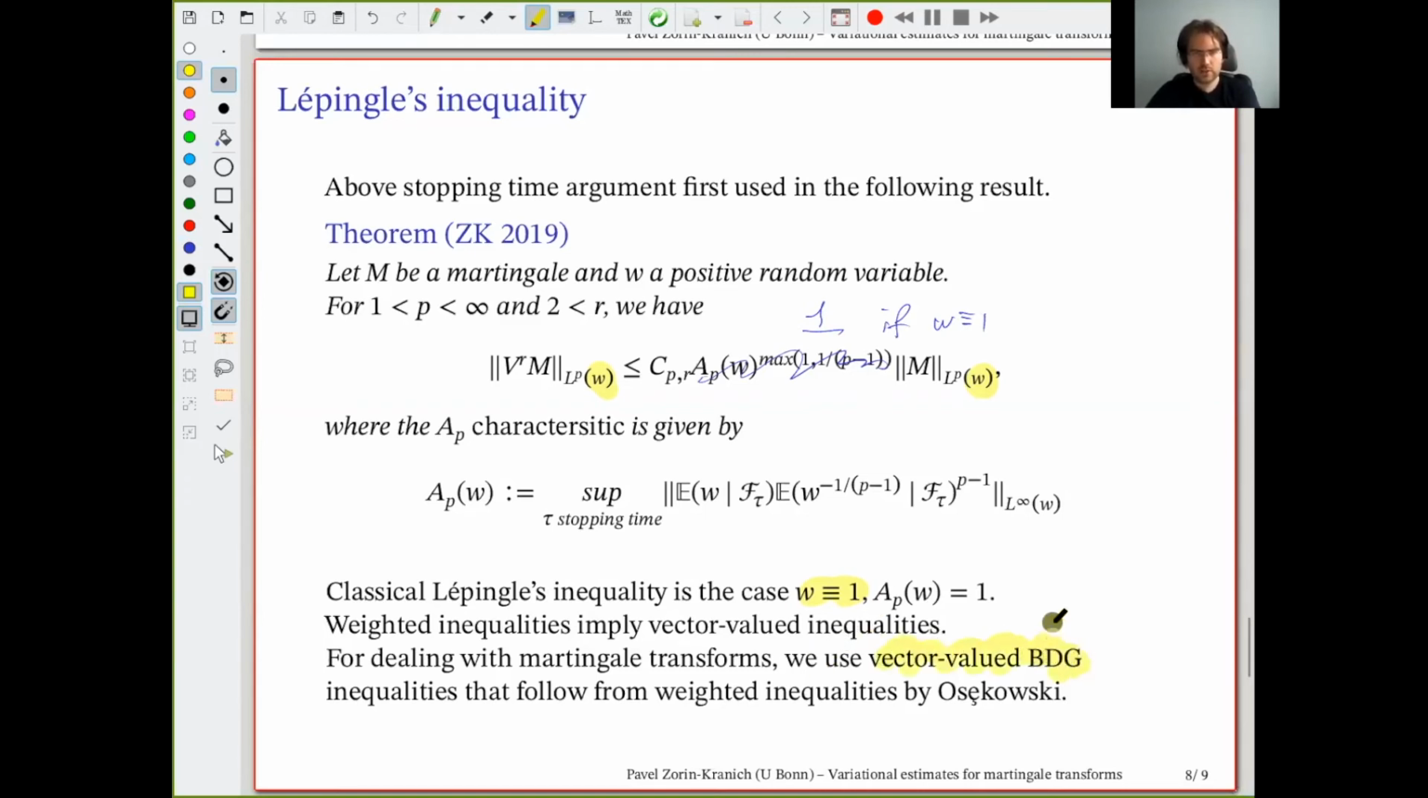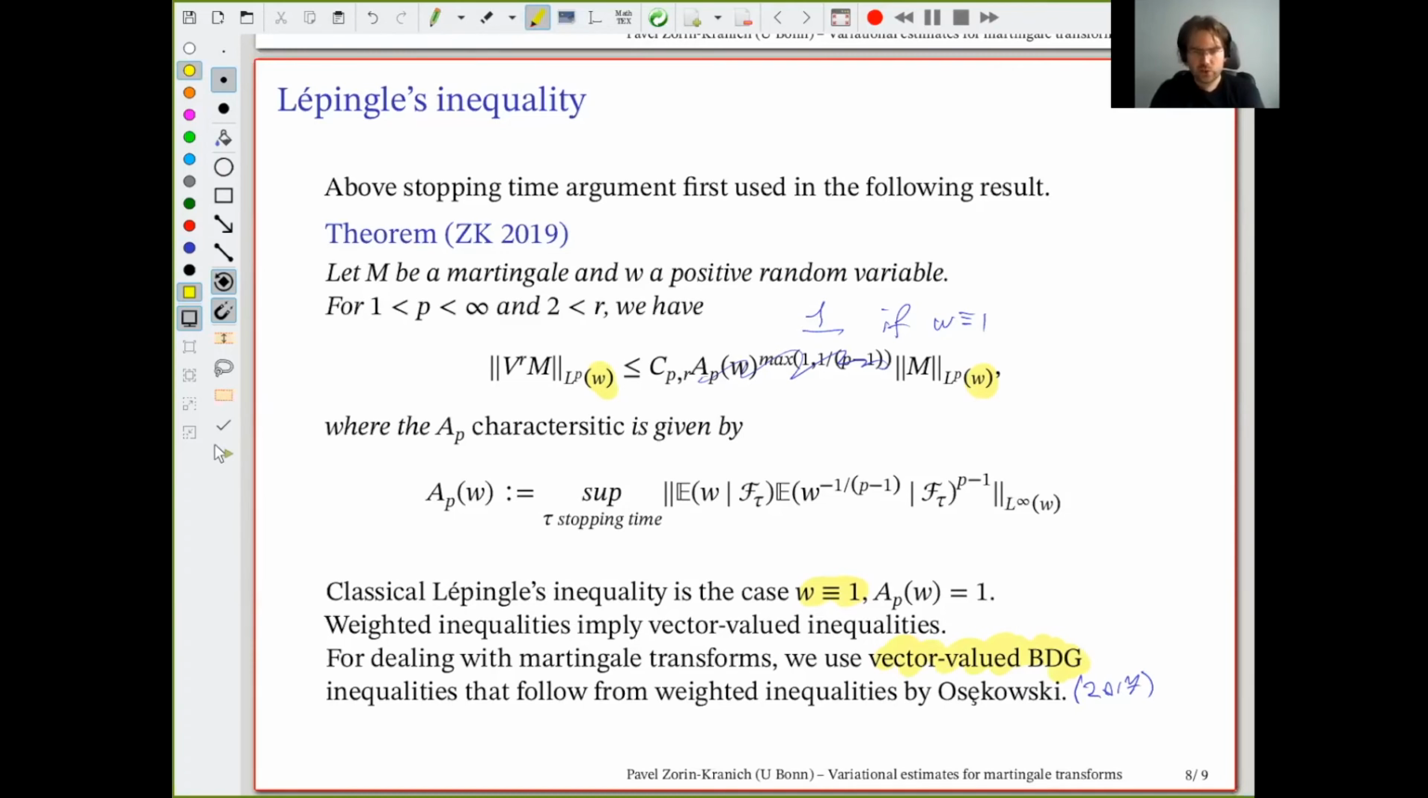Well, in our newest work with Peter, we do not need the vector valued inequalities that you get from this result, but we do need a vector valued version of the BDG inequality. BDG is Burkholder-Davis-Gundy, right? We deduce it from some weighted inequalities by Osękowski, which are also pretty recent, 17. I think you can also get these vector valued inequalities by some other methods, but now that we have weighted BDG, this is actually very simple.